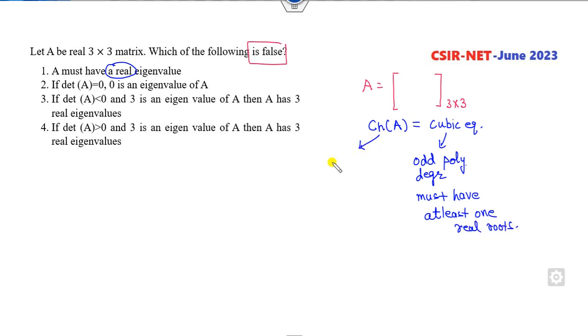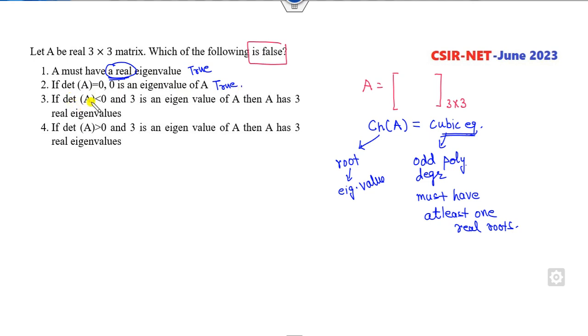Now the characteristic polynomial has a root. What is the root of the characteristic polynomial? That is the eigenvalue. Since it is a cubic polynomial, it must have at least one real eigenvalue. This statement is true, but we need a false statement. If the determinant is 0, then 0 is an eigenvalue. That's an obvious statement, it's correct.